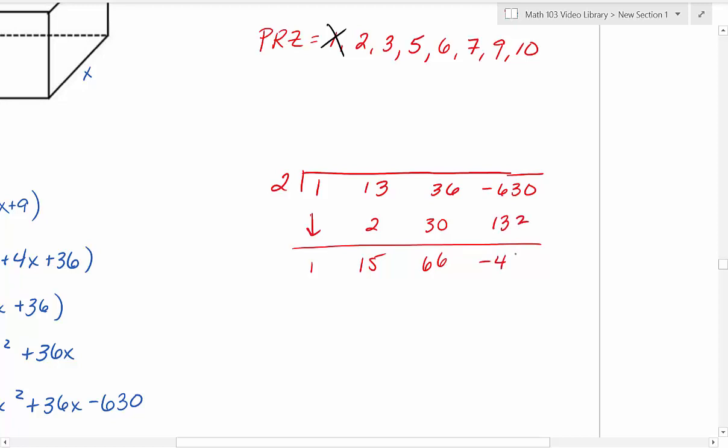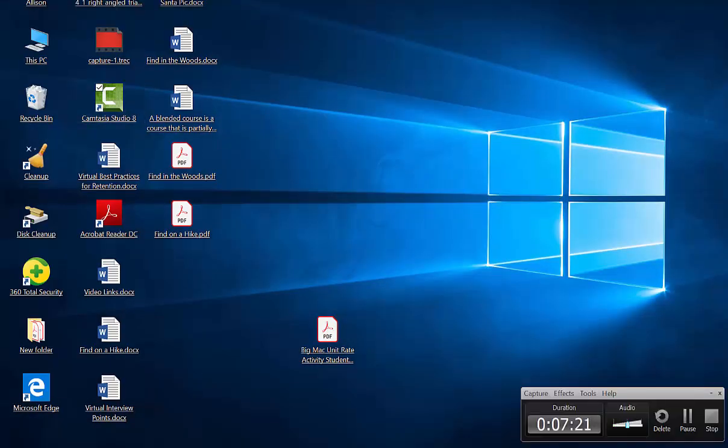We get a remainder of negative 498. Since this is not 0, 2 is not a 0. Now that remainder was pretty big, negative 498. I'd be inclined to jump to a bigger number. Let's jump to 5.